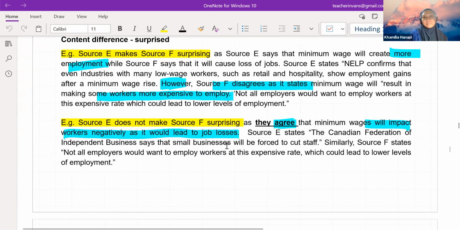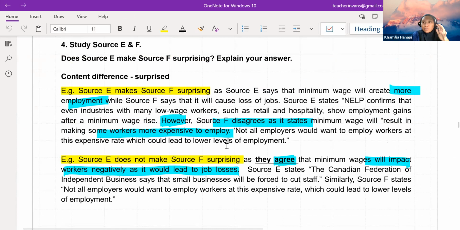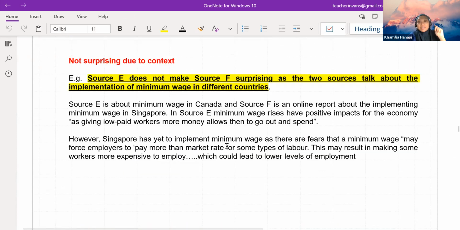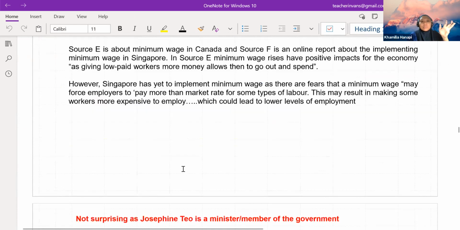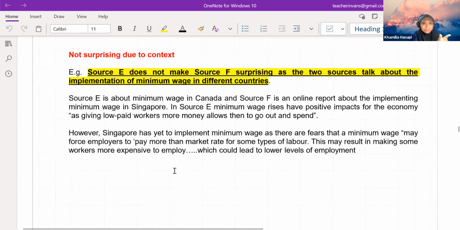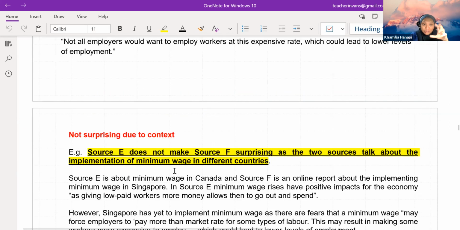Now, this is a 7 marks question. Give me both sides. At least you would already have 4 to 5 marks. So what is the difference? What is the extra to get that 6 to 7 marks? Not surprising due to context. There are two. One is not surprising because of who the person is, source F. We're talking about source F only.